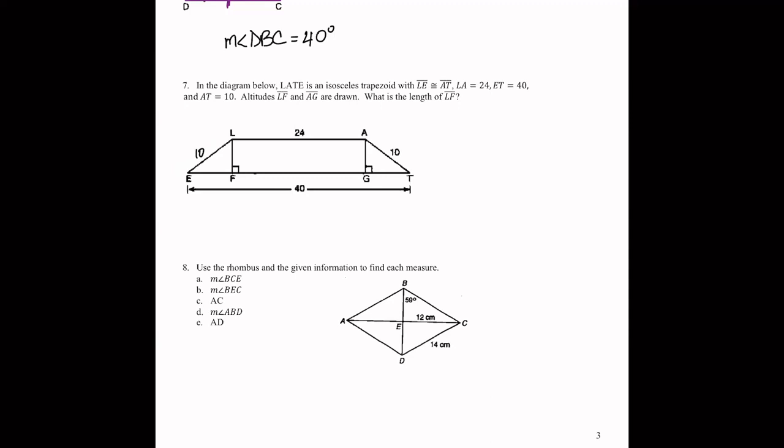Now, if you didn't know what an altitude was or you forgot, that's okay. They mark in the little right angles there for you, so we get a little help, right? Now, opposite sides of a trapezoid are parallel to one another, not congruent. As you can see here, we got 24, we got 40.